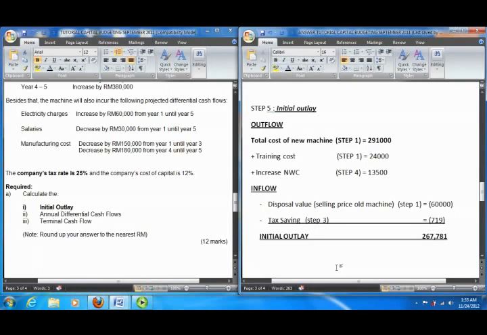So your initial outlay is 267,781. That is the initial outlay, class. Now you need to calculate your second question.